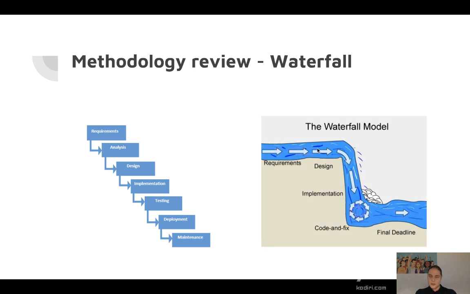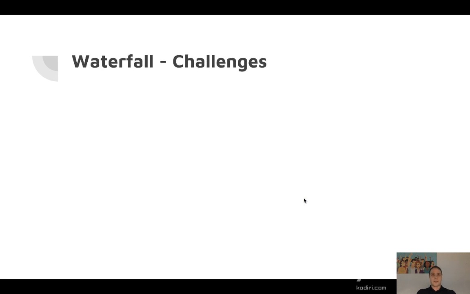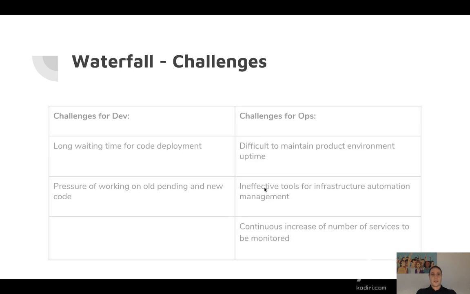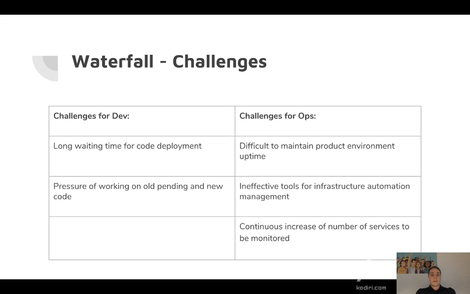And the next picture shows what I was talking about in a bit more visual way. So requirements, design, implementation, code and fixes, there's a lot of trouble here, and then finally the code is deployed and hopefully everything is working as expected. What are the challenges? From the point of view of development, there's a long waiting time for code deployment.